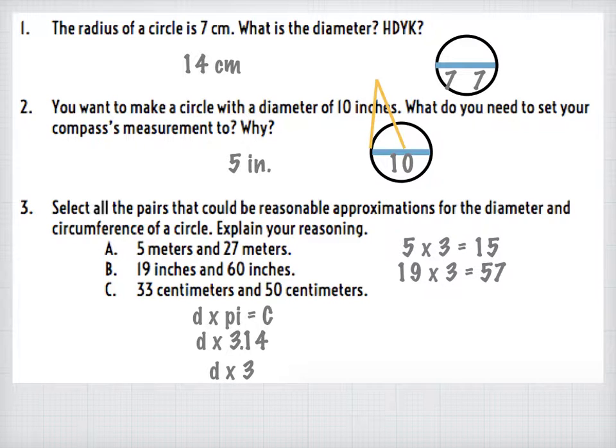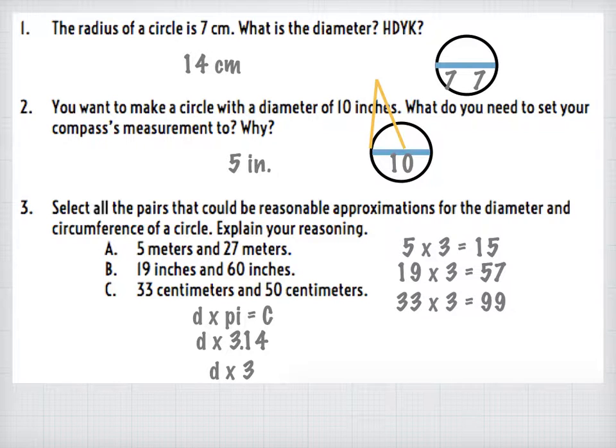If I have a diameter of 19 and I multiply that by 3, I should end up with a circumference that is around, but probably a little greater than 57 inches. And doing the same with my 33 centimeter diameter, I should end up with about 99, a little bit more for my circumference. Looking at the options here, 5 meters and 27 meters, 27 is way too far away. That's almost double the 15 meters that it should be. So that I cannot chalk that up to measurement discrepancy. That does not seem reasonable.